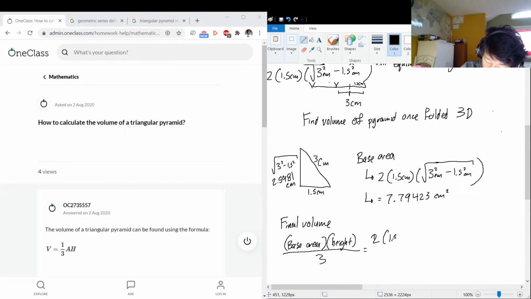2 times 1.5 centimeters. The units are important because let's say we give it in centimeters and later on we forget and we write like kilograms. That's going to be an issue. 3 centimeters squared minus 1.5 centimeters squared. Like the whole thing squared, not just the centimeters. Multiply by the height. And this is the height, so we can really just square this. Divide by 3.